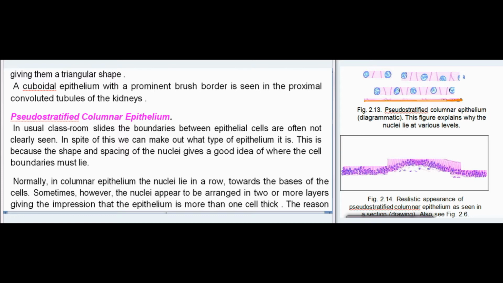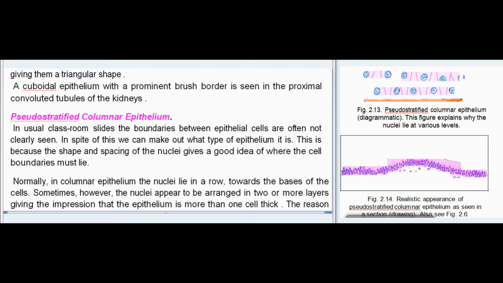Pseudostratified columnar epithelium. In usual classroom slides the boundaries between epithelial cells are often not clearly seen. In spite of this we can make out what type of epithelium it is. This is because the shape and spacing of the nuclei gives a good idea of where the cell boundaries must lie. Normally, in columnar epithelium the nuclei lie in a row, towards the bases of the cells.